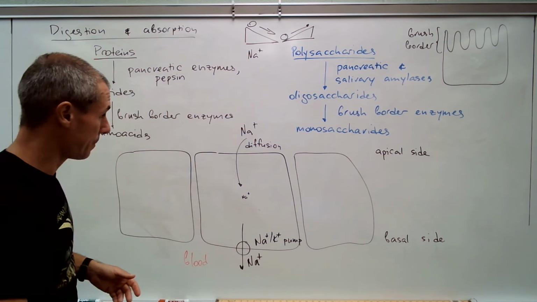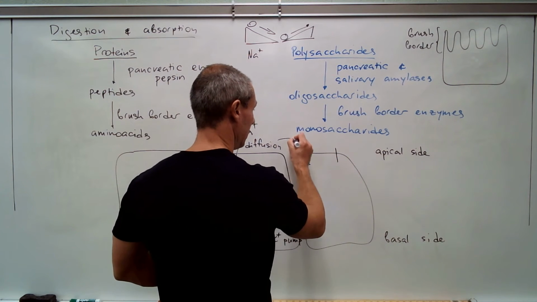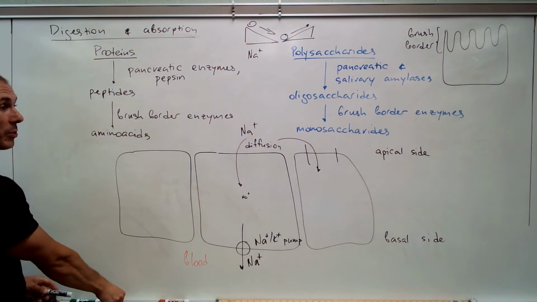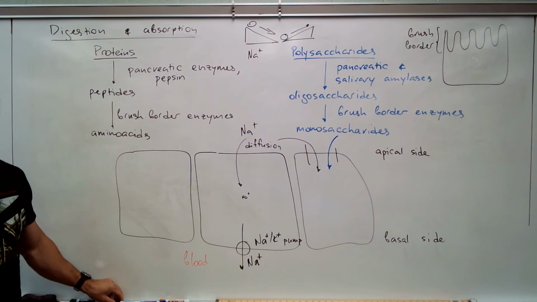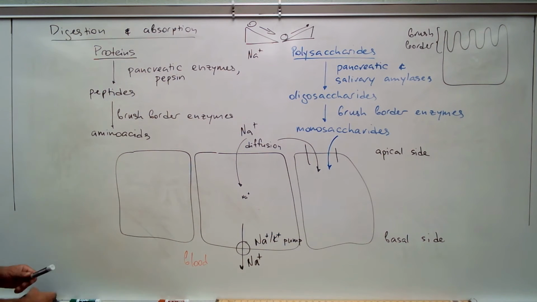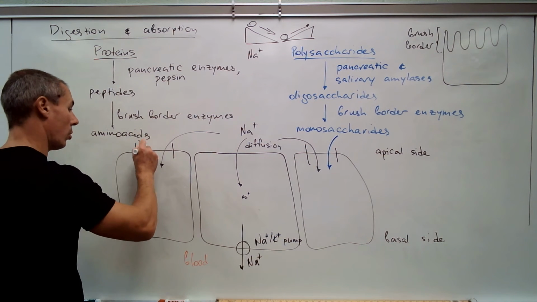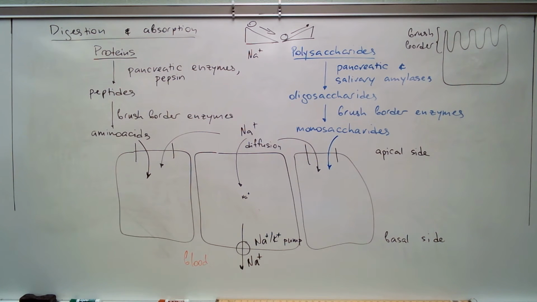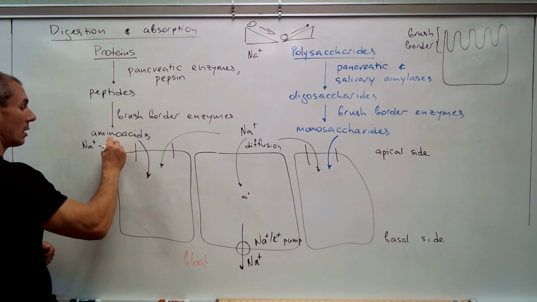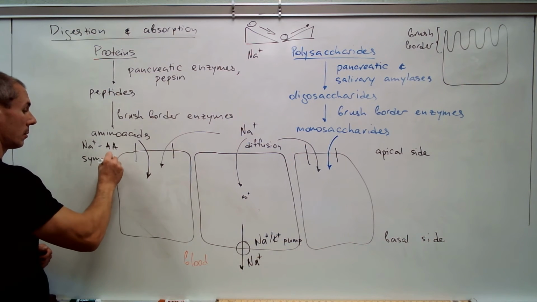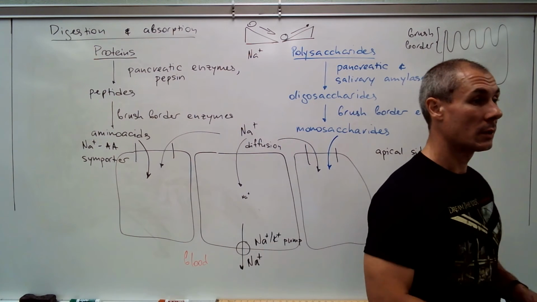So, what happens? Diffusion of sodium, for instance here, will provide energy for basically pumping monosaccharides into the cell. Diffusion of sodium will provide energy for pumping amino acids into the cell. Does that make sense? So this molecule, for instance, is called sodium amino acid symporter. Is that clear?